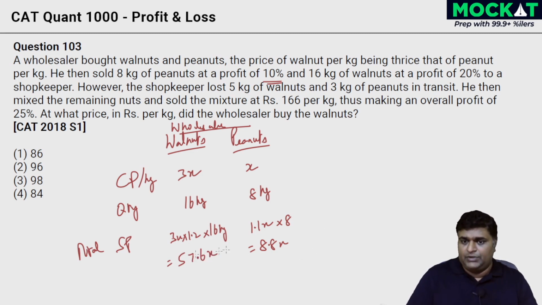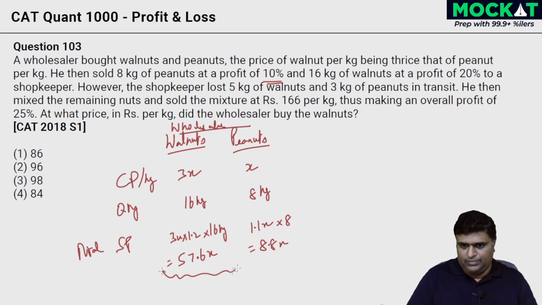Okay. So what has happened now? Quite a long question. However, the shopkeeper lost 5 kg of walnuts and 3 kg of peanuts in transit. Some bit are gone. Total of 8 kg is gone. From the 24, 8 have disappeared. He then mixed the remaining nuts. So now it's just a mixture of it. From the 24, 8 are gone. The remaining 16 are sold at 166 per kg, making an overall profit of 25%.